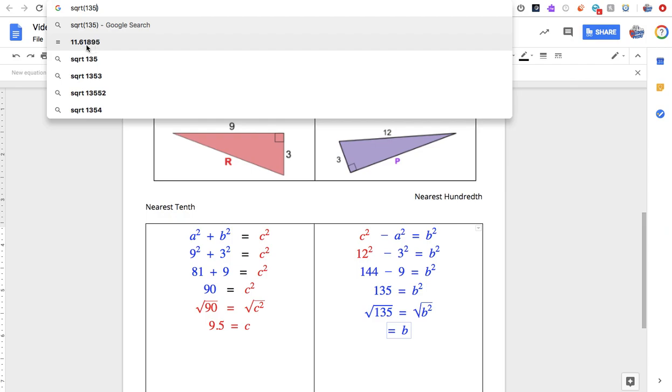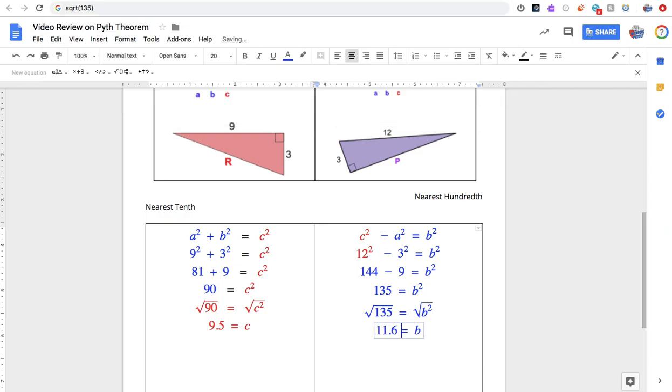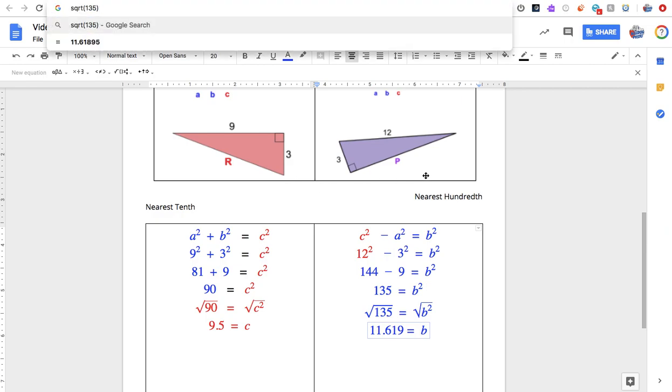11.61895. It's not going to stay at 618, it's actually going to round up to 619. And again, the reason we're doing that is we need to round to the nearest hundredth. As usual, I made a mistake. So if we go to the nearest hundredth, 11.61, we need to bump up to 11.62 because this 8 is bigger.